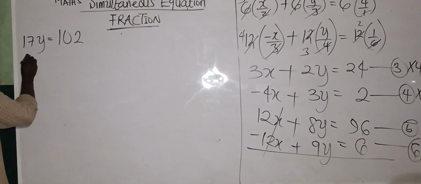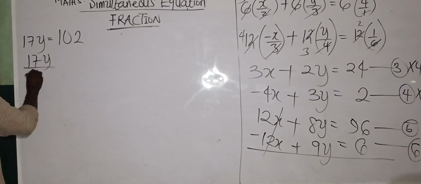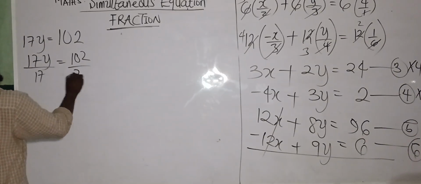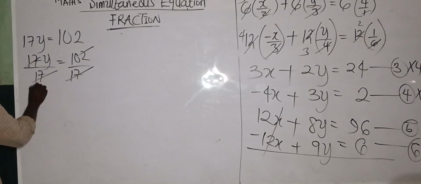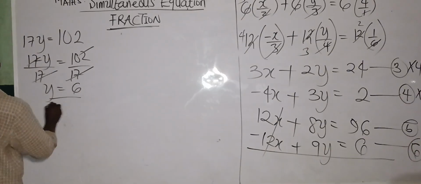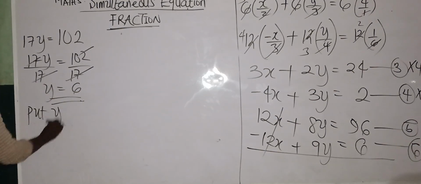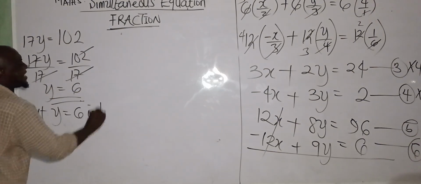So I'm looking for y. I will divide both sides by 17. By 17. So this can take care of this. y will give us 6 here. So this is what I've gotten. Okay, because I've gotten this, I want to get my x. What do I do now? Put y equals to 6 into any equation you like.